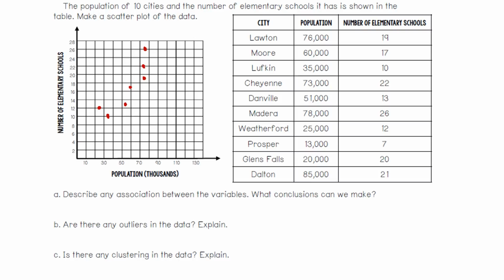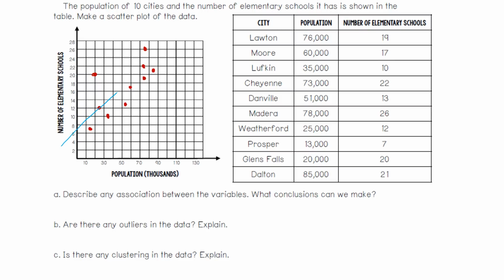For Prosper City, we have 13,000 people and 7 elementary schools. For Glen Falls, we have 20,000 people and 20 elementary schools. And for Dalton City, we have 85,000 people and 21 elementary schools. So now we can answer the questions. Describe any association between the variables, and what conclusions can we make?